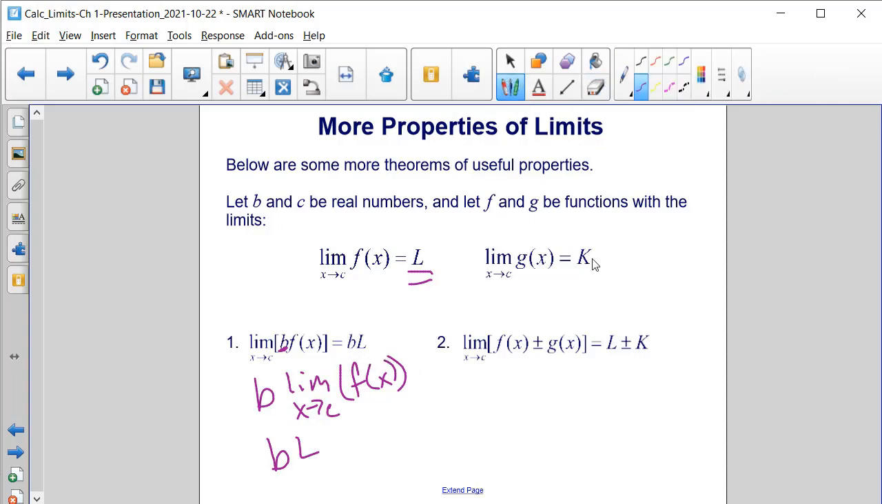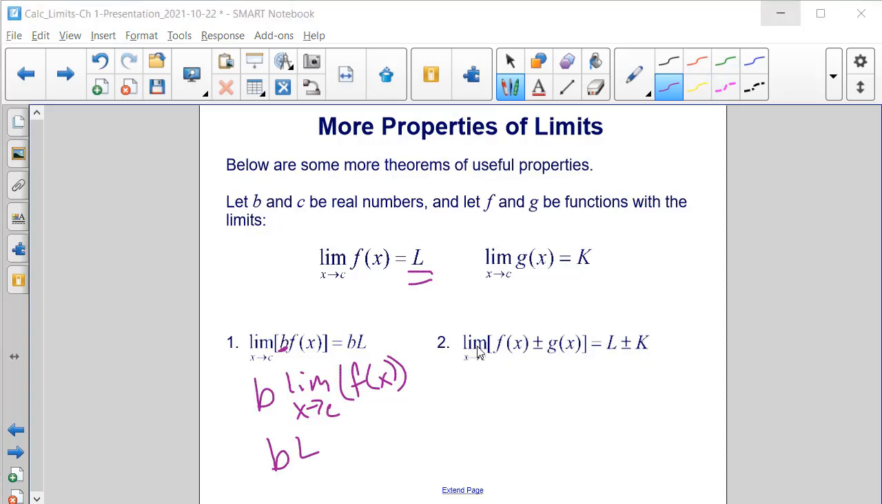Now let's look at our second one that we have here. It states that the limit of the quantity f of x plus or minus g of x as x approaches c is equal to L plus or minus k. Now in this case, you could think of the limit expression as x approaches c as an extra coefficient that's outside of a polynomial that you can distribute through.